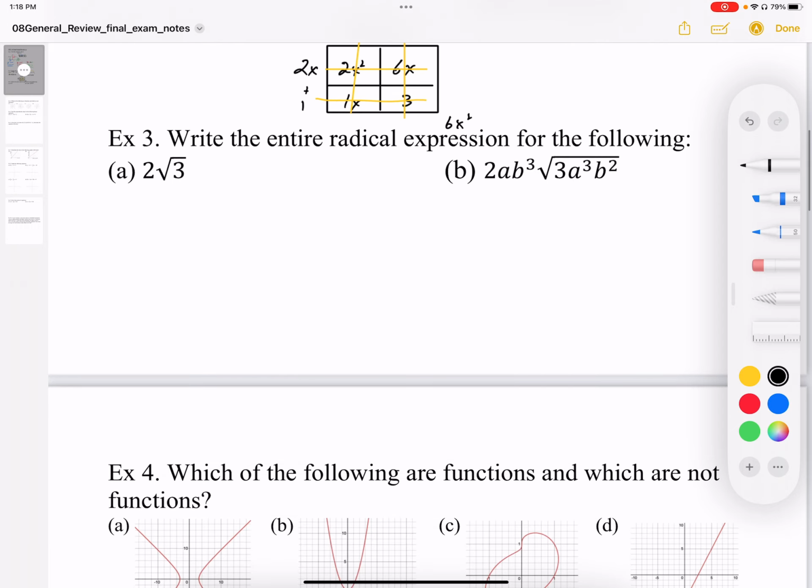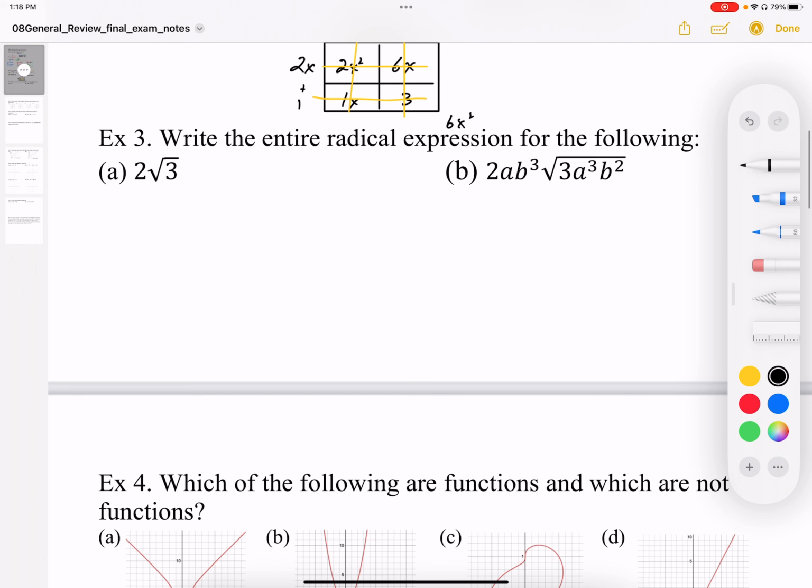For example 3, we want to write these entire radicals for these expressions. So entire radicals means we need to put the number inside. So going inside, we square. Taking it outside, we square root. So we can express the 2.